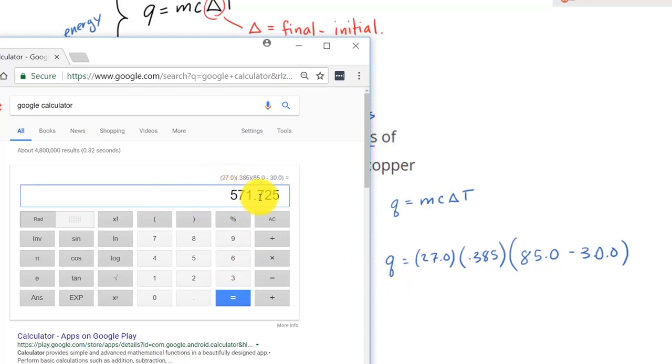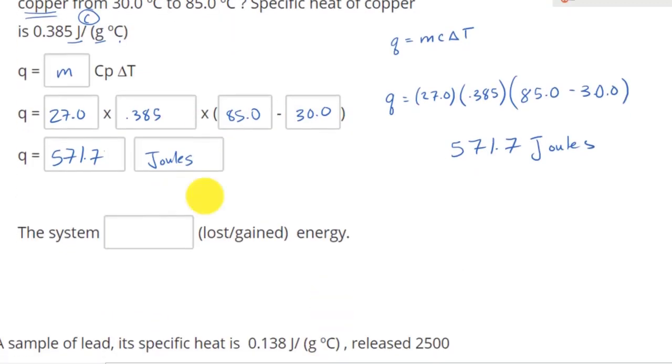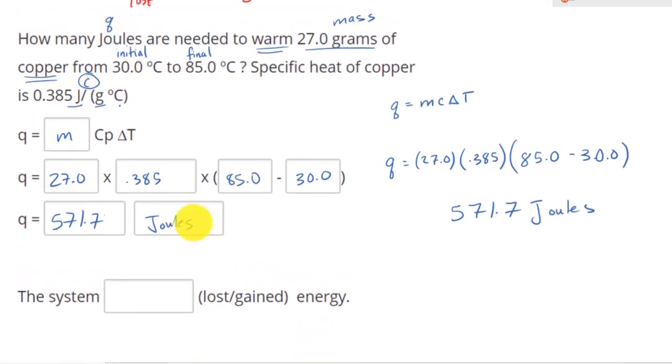And this is our answer in joules. Notice how I have two boxes. The first box is your number, and the second box is the unit. In this case, is the system gaining or losing energy? Well, this is a positive value, so this means it has gained energy. If it's negative, it will lose energy to the surroundings.